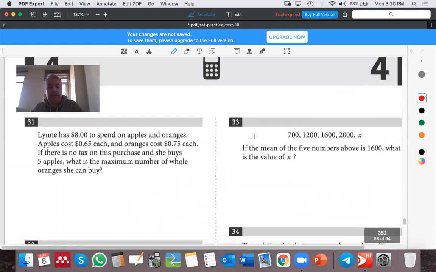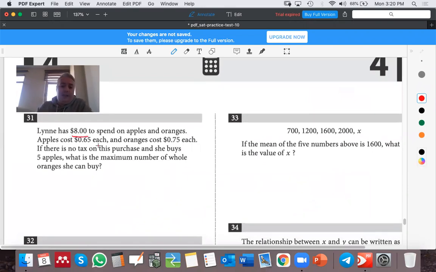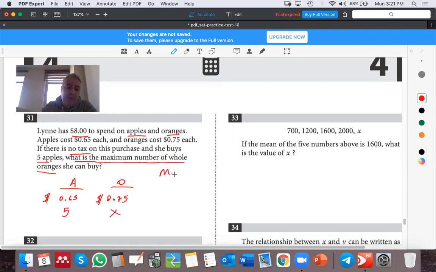Now, what about here? A lady has $8 to spend on apples and oranges. Let me say apples. Let me say oranges. An apple costs $0.65 and an orange costs $0.75. I am just reading and writing to see the general picture. If there is no tax on this purchase and she buys 5 apples, what is the maximum number of whole oranges? So let me say X, but the question asks for maximum X, whole oranges that she can buy.